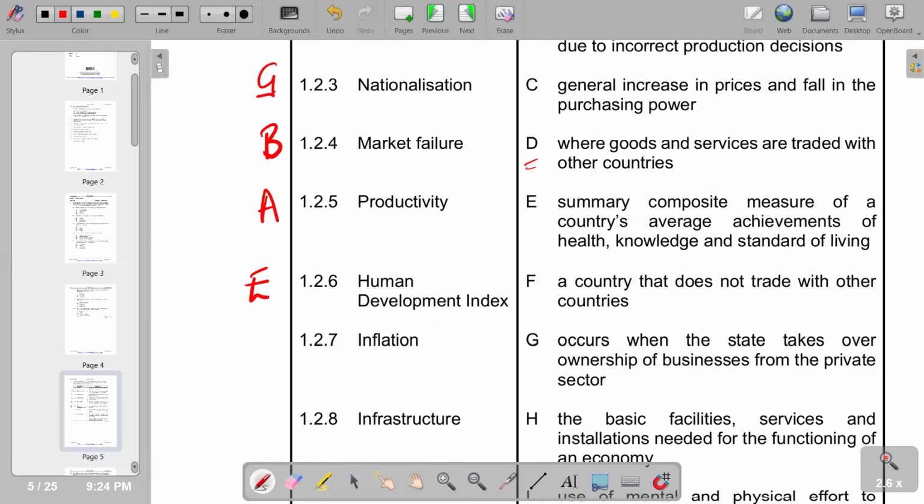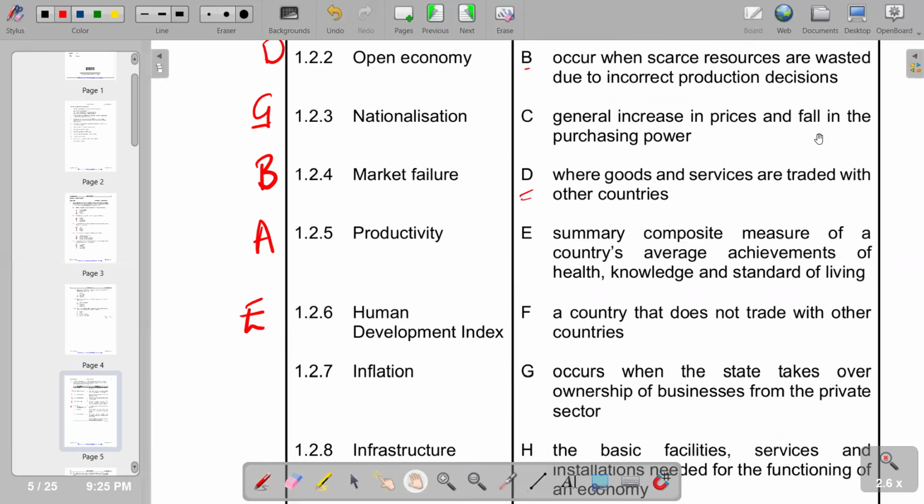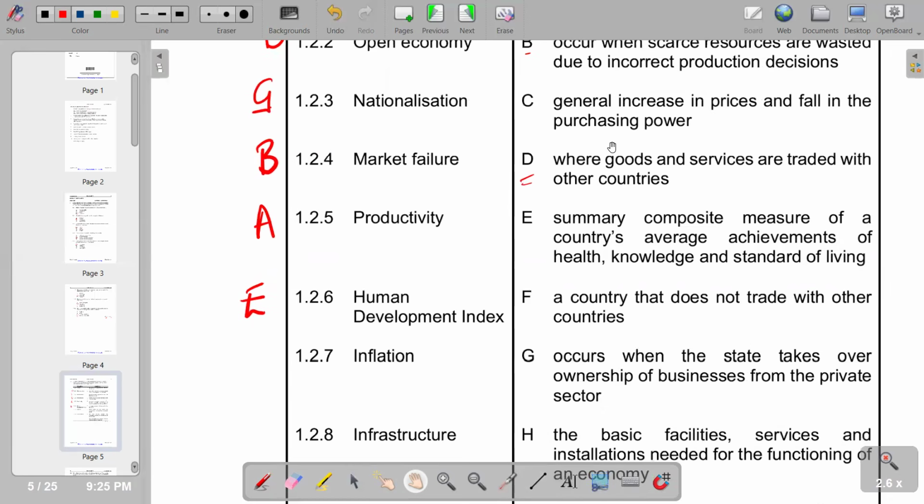Then inflation is described as the general rise in prices. When prices increase, we describe that as inflation. So we check which explanation matches that. You go to C, general increase in prices and fall in the purchasing power. We see that there is a relationship between the increase in prices and the value of the currency. So we have C.